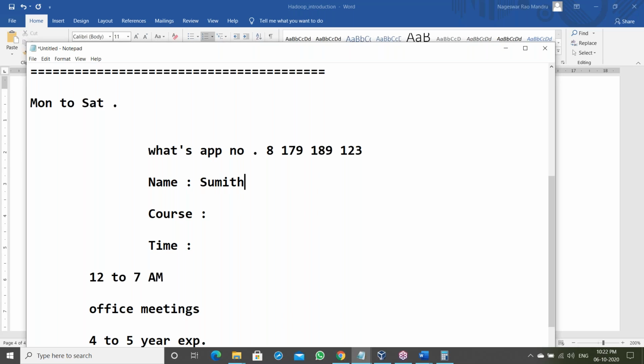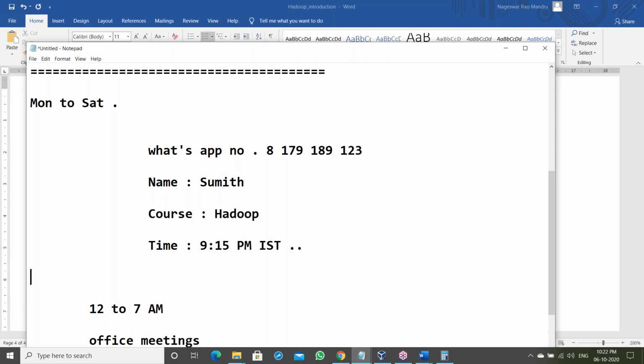Something like, name: Sumit, course: Hadoop, time: 9:15 p.m. IST. Just mention this and send me the details here. I'll add you to the group.